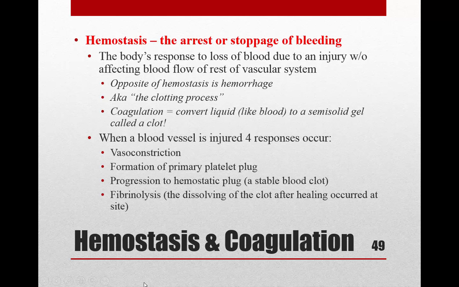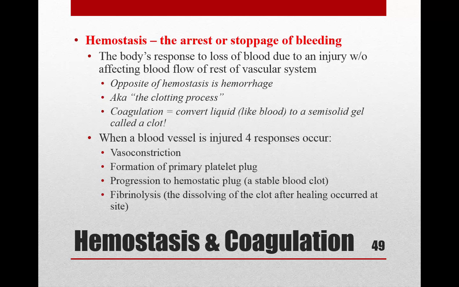First thing that happens is vasoconstriction. The second thing that occurs is the formation of a primary platelet plug, and then we have a hemostatic plug, and then we have fibrinolysis. So very quickly, what does that mean? It means that the first thing that's going to occur is the vessel itself is going to constrict and make itself thinner so less blood can flow through that. And then you're going to have platelets all clumped together in form of an initial platelet plug.